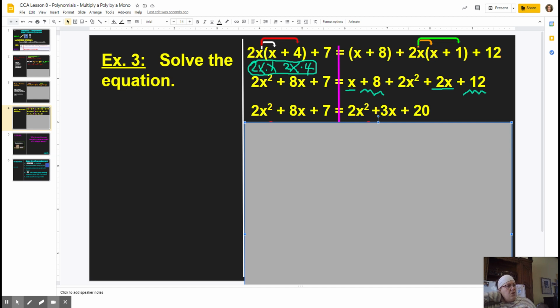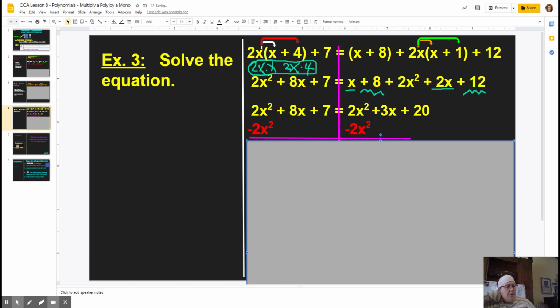From here again, remember we're solving this equation, so that means we're trying to eliminate things, trying to get x by itself. So the first thing that I notice is that I'm going to try to get rid of this 2x squared. And since it's positive, I'm going to subtract it from both sides. And when we do that, that creates a zero pair. And interesting enough, it eliminates it here as well.